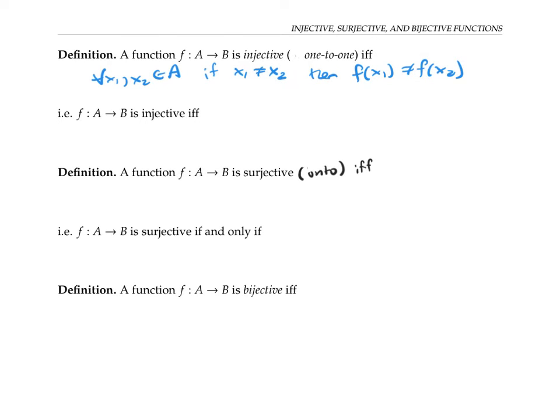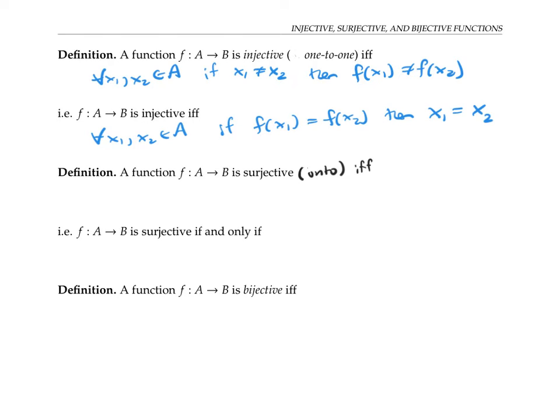Or equivalently, we can say that f is injective if for all x1 and x2 in A, if f of x1 is equal to f of x2, then x1 had to equal x2 after all. So you can see that these two definitions are equivalent because the second one is simply the contrapositive of the first one.